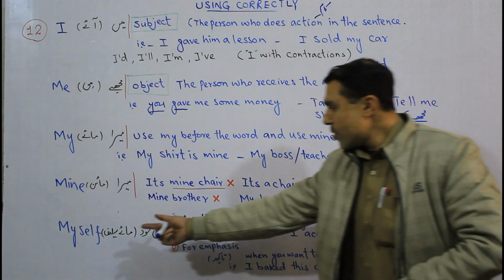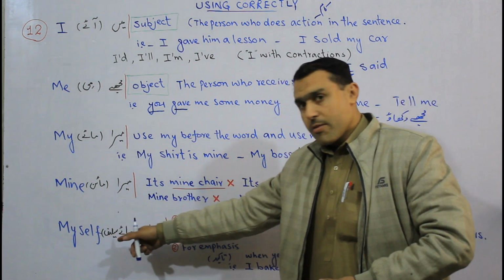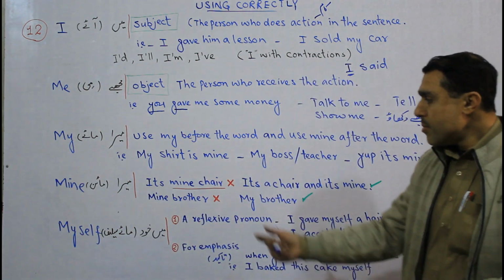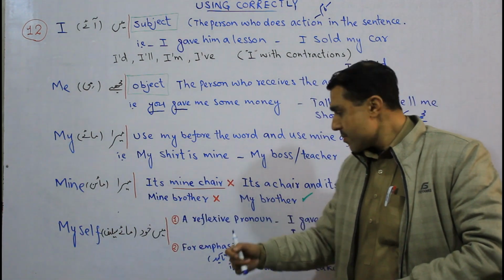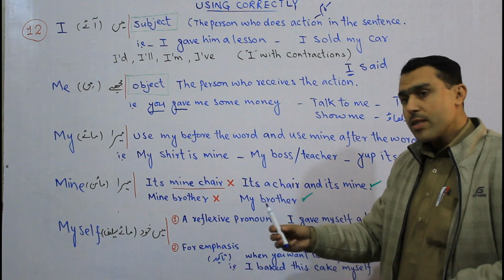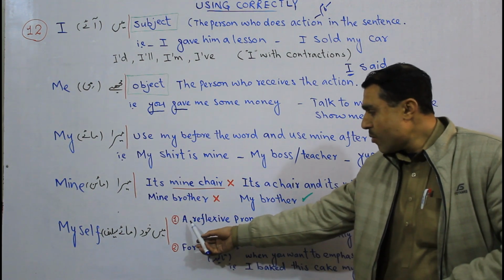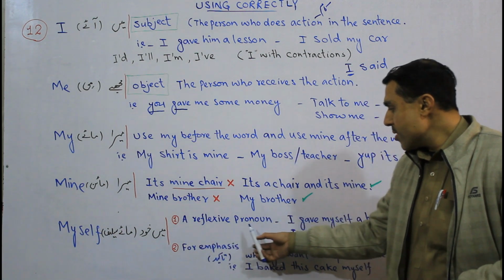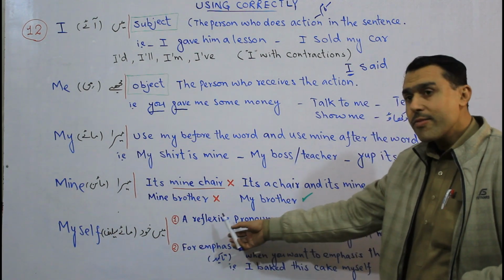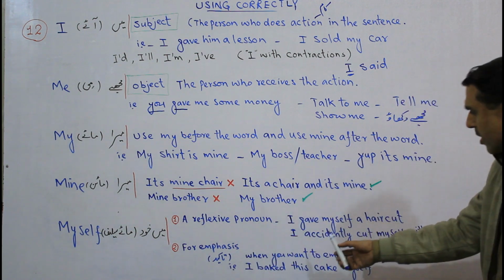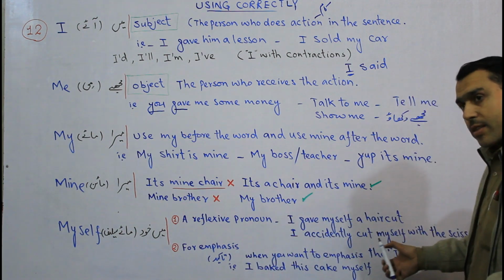And we have the last one, myself, means main khud. We can use it in two different ways. We have one, a reflexive pronoun. Reflexive means reflection. I gave myself a haircut.